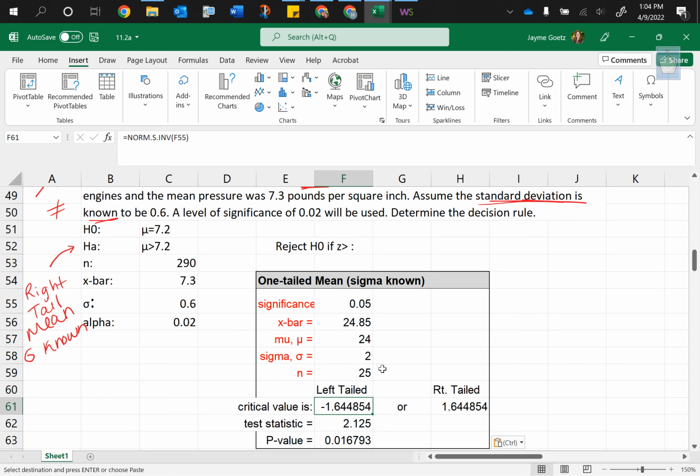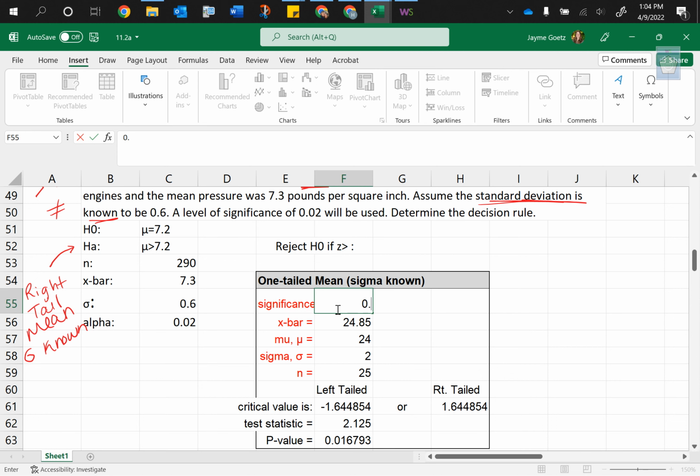Here's how you work the template. You put in the numbers only where the red text is. You leave the black text alone down here. It will fix that on its own. You just put in the information on the red text. So the first thing they want is the significance level. The significance level is just another way of saying alpha. We said our alpha was 0.02.